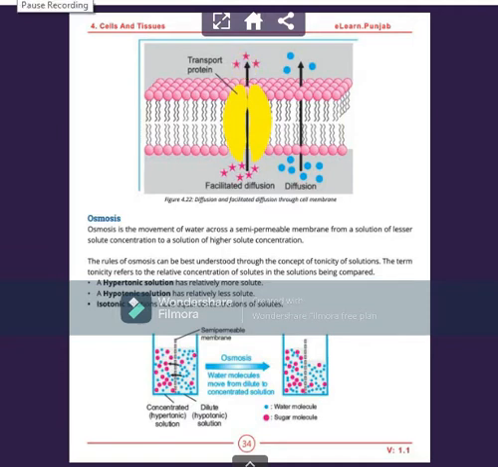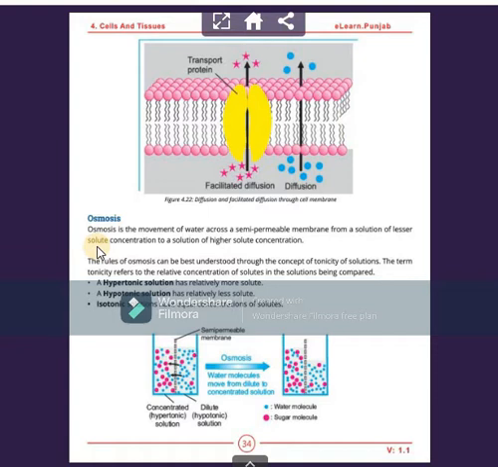The next method of transport is osmosis. Osmosis is the movement of water across a semi-permeable membrane, meaning the membrane through which it takes place is semi-permeable, from a solution of lesser solute concentration to a solution of higher solute concentration.